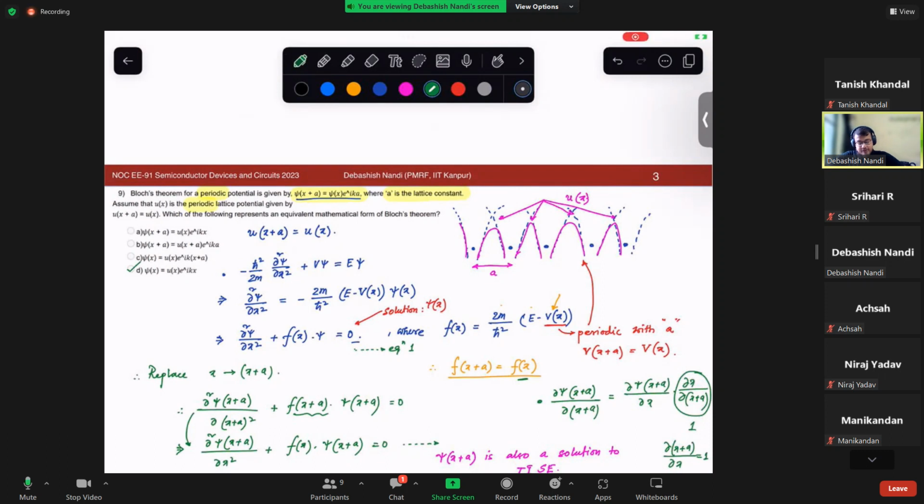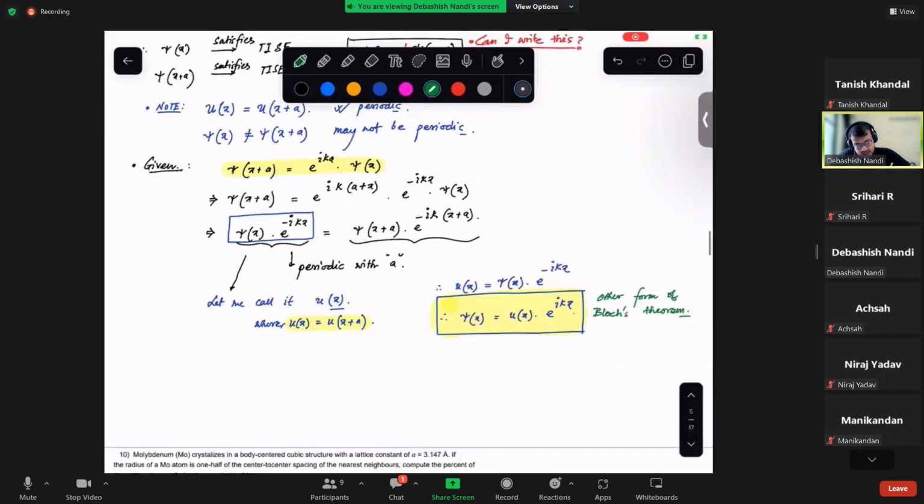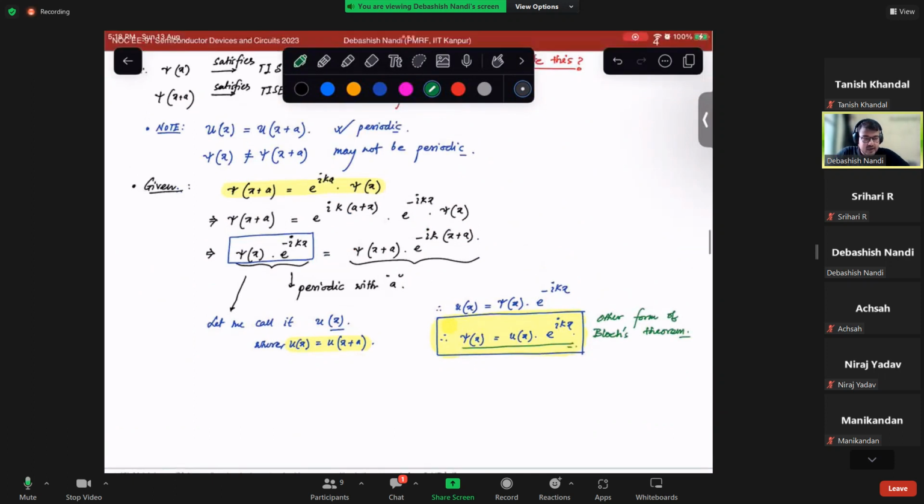So the takeaway from this question is that psi of x, the solution of the Schrodinger equation, may not be periodic, but the potential profile is periodic, which is related to the solution of the Schrodinger equation by this equation. So I think it is pretty clear. If you have any question, you can ask at this point.